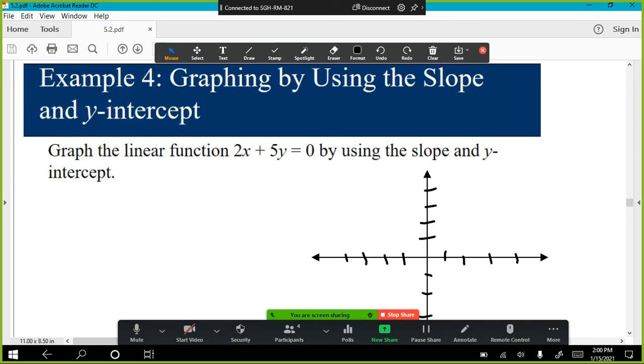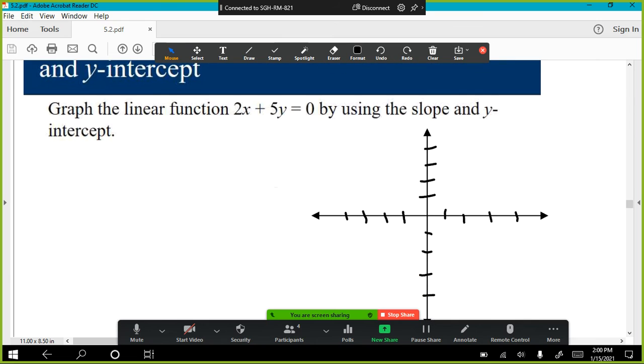All right, now, if you notice, this one is not set in slope-intercept form. This does not have y by itself. So what we have to do is we have to put it into slope-intercept form. All right, and it's just like solving an equation. We want to get y by itself. That means we want to get the x to the other side.